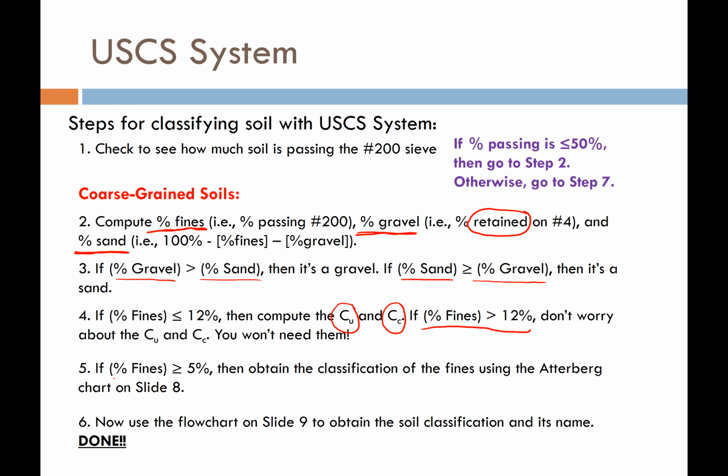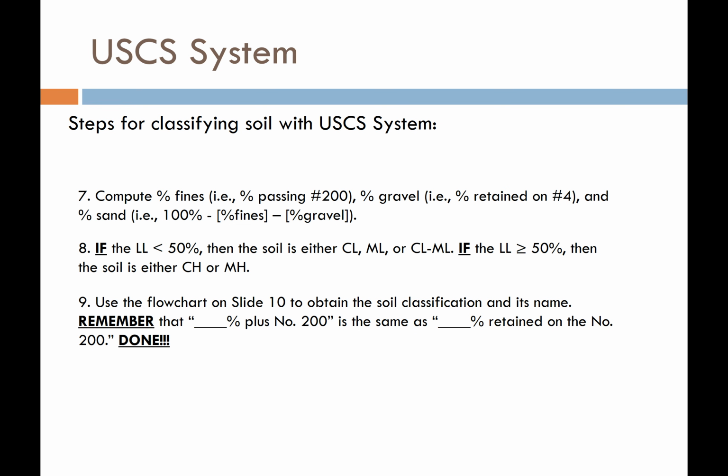Finally, if the percent fines are greater than or equal to 5%, go and use the Atterberg limits from your fines, plot them on a chart to obtain the classification of the fines, whether they're clayey or silty in behavior. Then you're going to use the flow chart on slide 9 to obtain the soil classification and its name. Then you're done. For fine-grained soils, just like before, you're going to compute the percent fines, the percent gravel, and the percent sand of your soil.